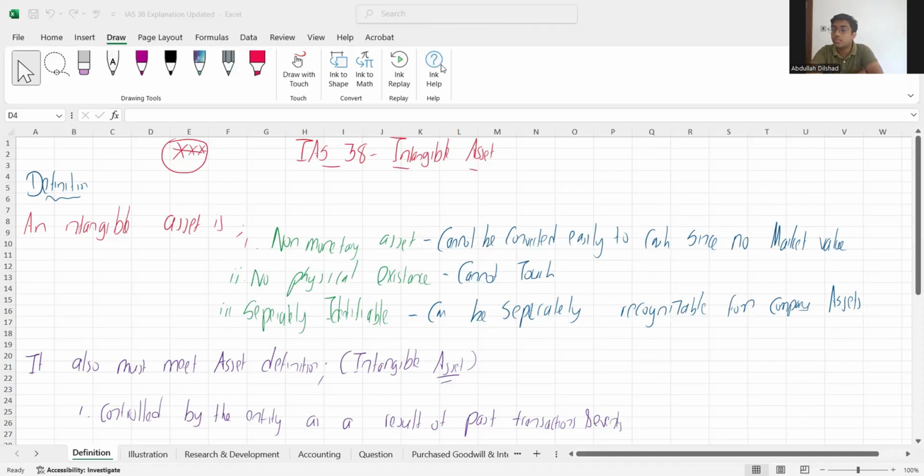Today we'll be looking at one of the most important standards, which is your IAS 38 intangible asset. This has been previously tested in your foundation. This is being tested in your financial reporting, and also this will be tested in your SBR, which is your professional levels. So in terms of weightage, this can be tested in your section A, section B, or it can be tested as an adjustment in your company accounts.